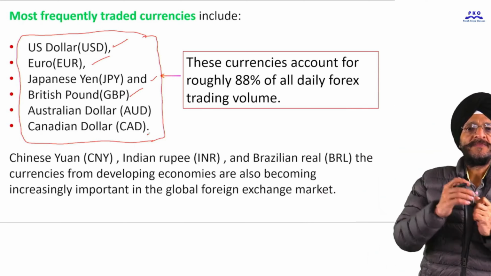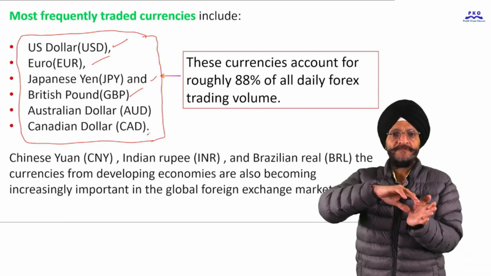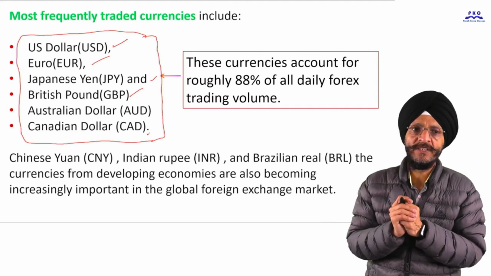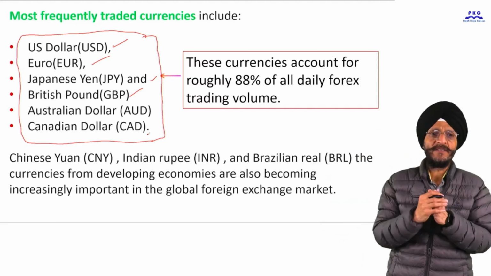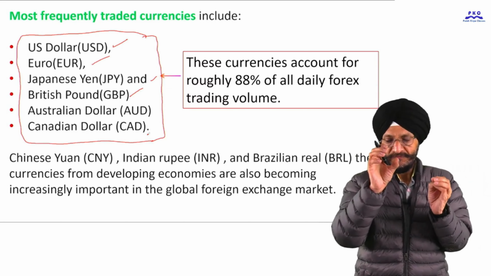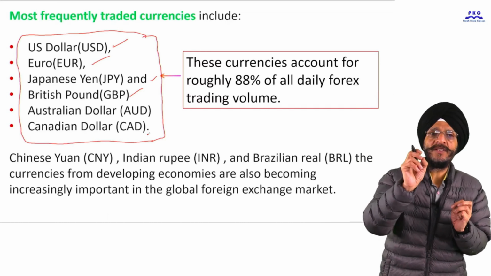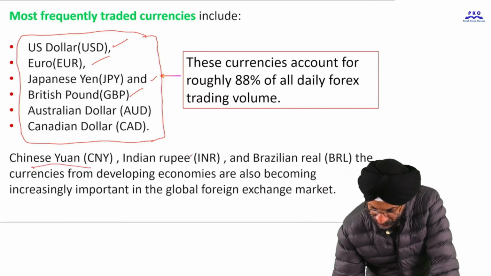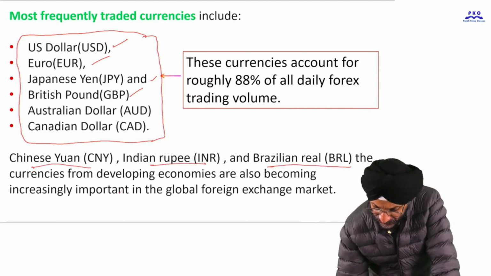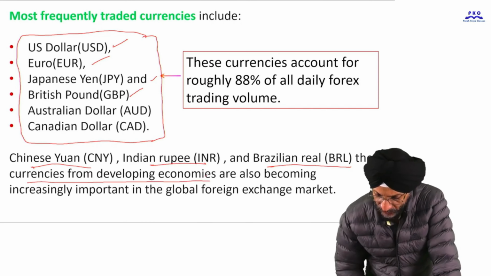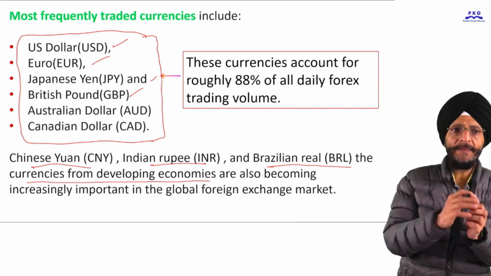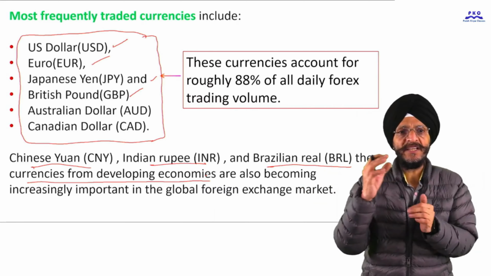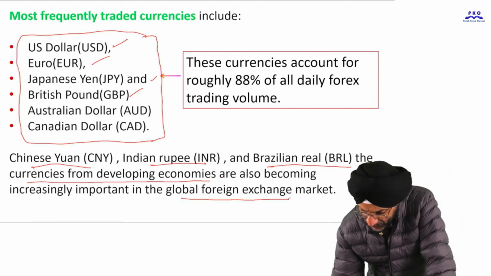We are not saying that other currencies are playing a lesser role in the forex market. It is not that. There are also many other important currencies. We are here only taking into account the most traded currencies. The Chinese yuan, Indian rupee, and Brazilian real are currencies from developing economies, and they are also becoming increasingly important in the global exchange market.